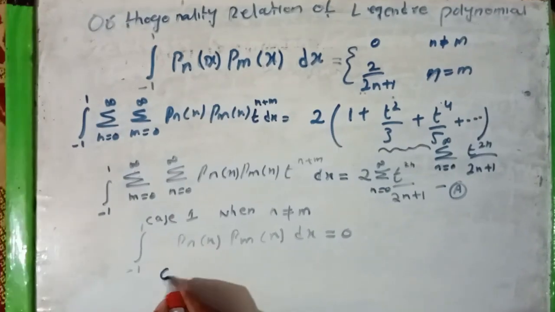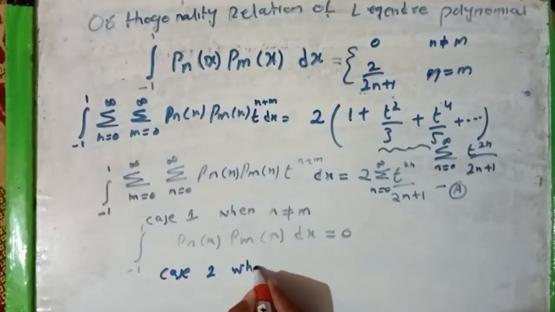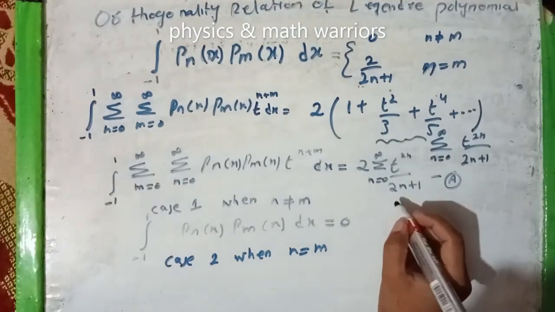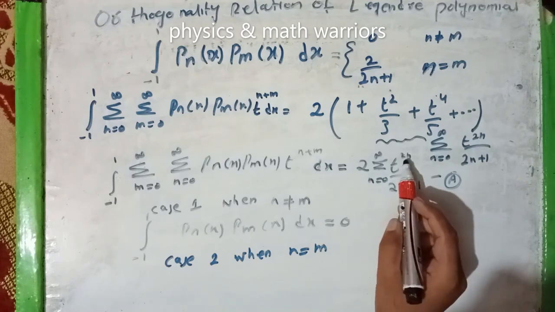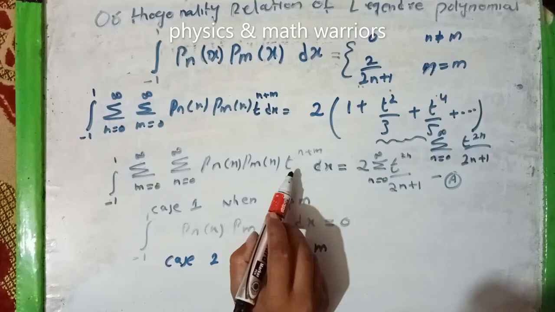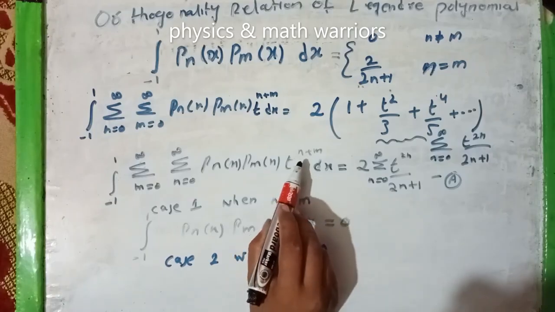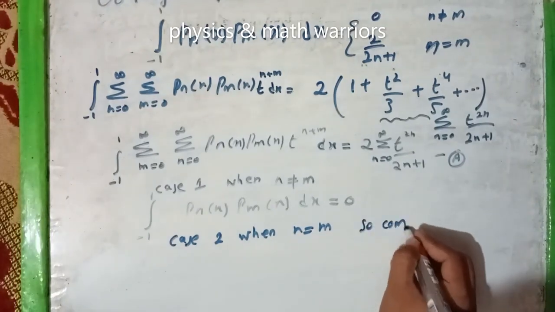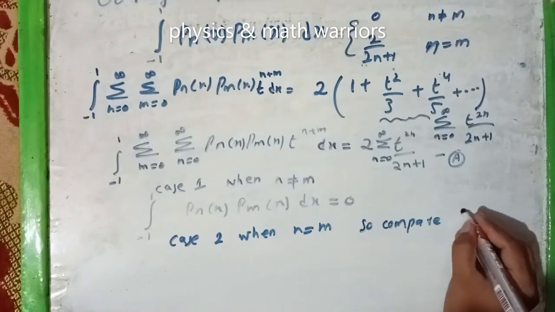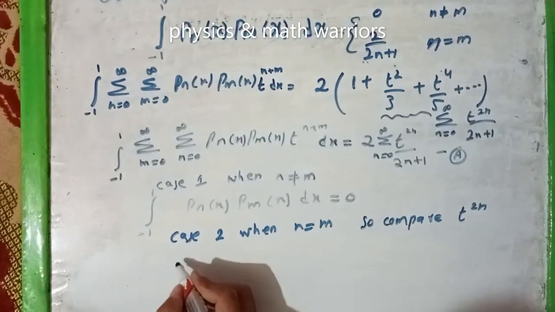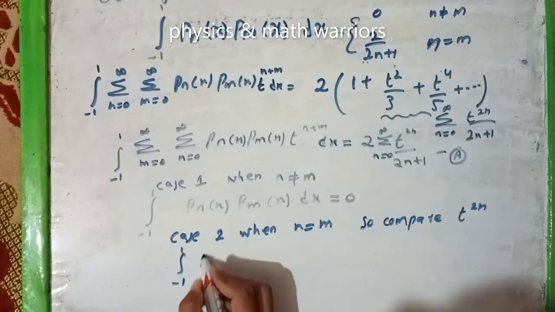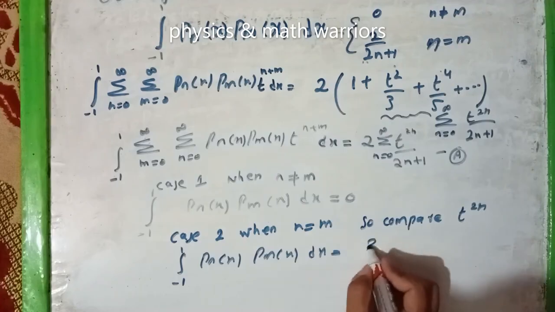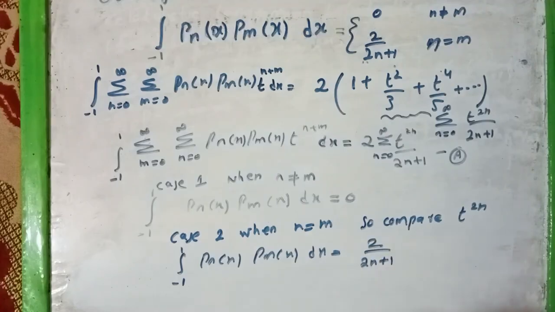Now we'll discuss case 2: when n is equal to m. If we look at the right side, t has power t raised to power 2n, and if we look at the left side, t also has power 2n. So compare t raised to power 2n. So this becomes integral from -1 to 1 P_n(x) P_m(x) dx is equal to 2 over 2n plus 1.